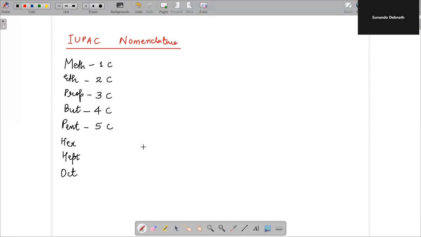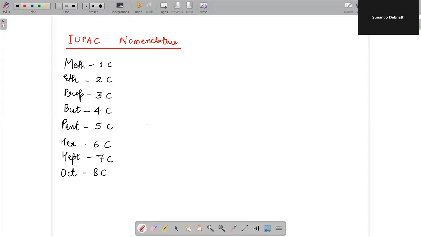Hex is when you have six carbon atoms in the main chain. Hept is when you have seven carbon atoms in the main chain. And oct is when you have eight carbon atoms in the main chain. Similarly, non is when you have nine carbon atoms in the main chain, and dec is when you have 10 carbon atoms in the main chain, but we are not writing about them because this is sufficient enough.